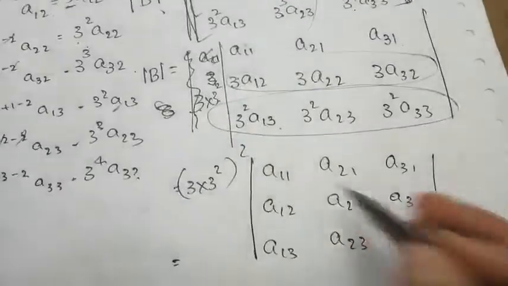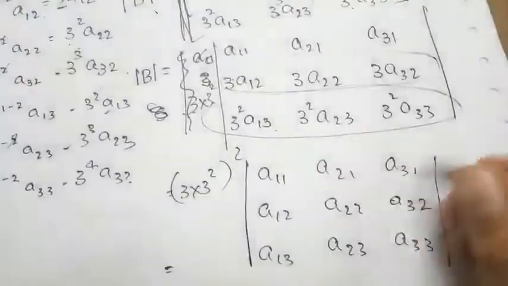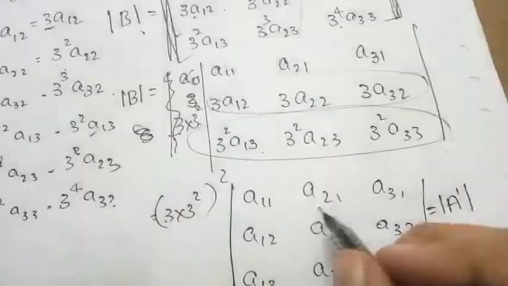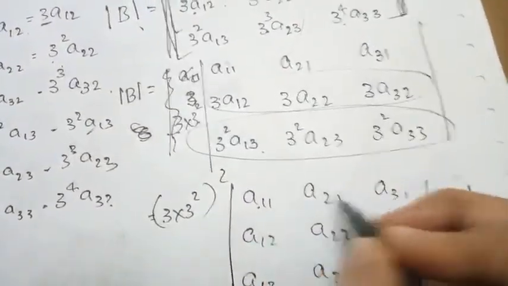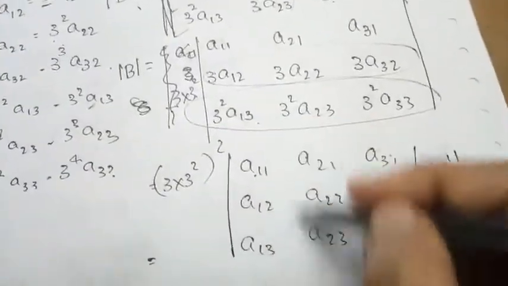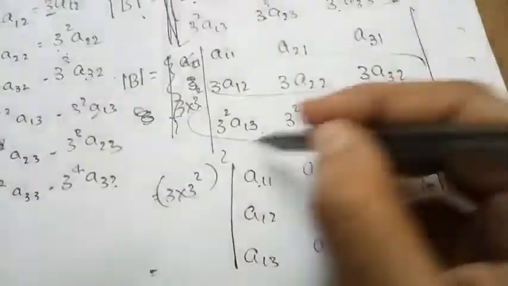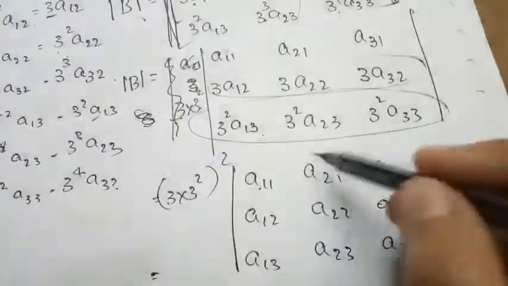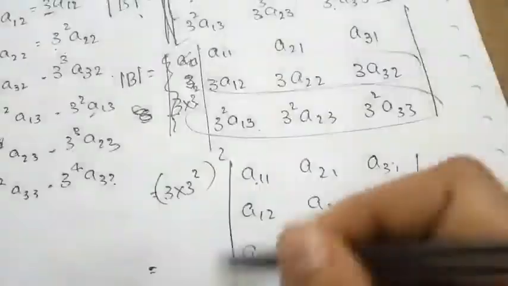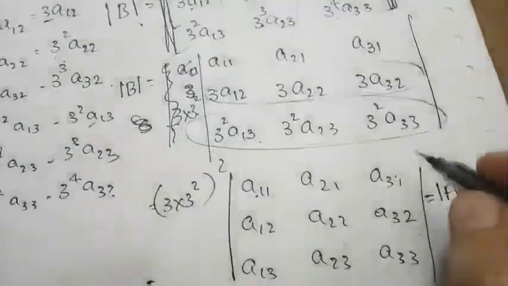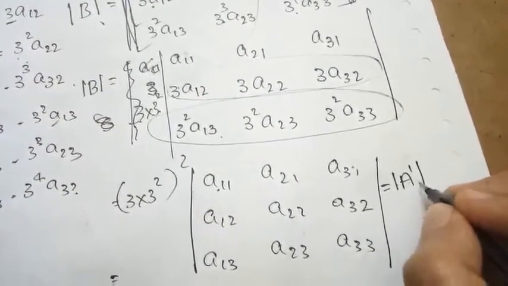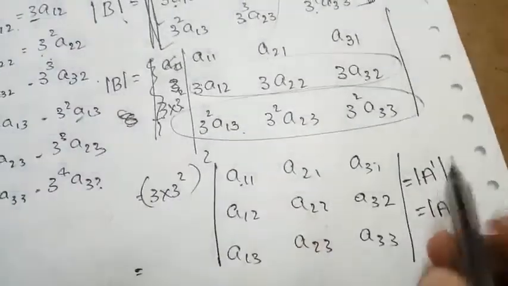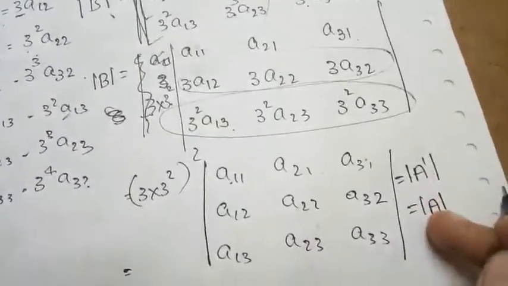After taking this common outside, what is this determinant? This is nothing but the determinant of A transpose, because A11, A12, A13, whatever elements are present here, are the elements of the first row. But here the first row is interchanged into the first column, the second row into the second column, the third row into the third column. But we know that the determinant value of A transpose is equal to the determinant value of A. So there is no change at all, because we need the value of determinant of A.